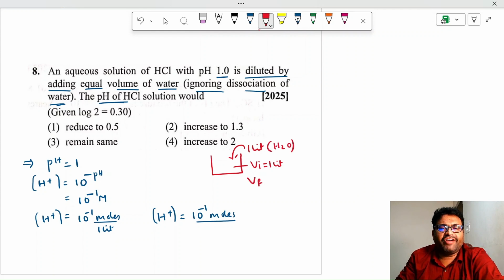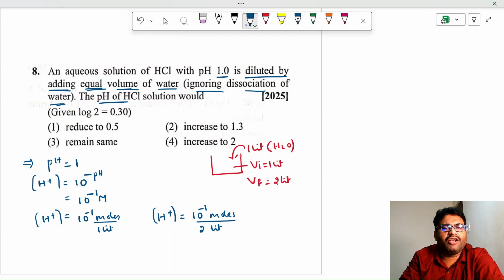So what will be V final? 1 plus 1, 2 liters. So I am taking it as 2 liters. Why am I taking it so? It is asked that it is diluted by adding equal volume of water, so the same volume as the initial HCl solution is added.